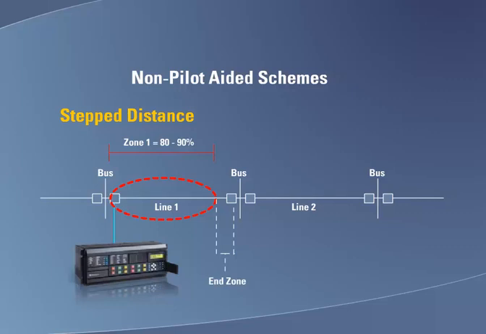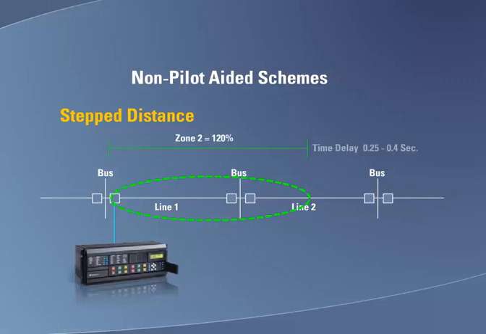The second zone of protection is set to overreach and extends from the beginning of the transmission line, past the end of the line, and into the next adjoining transmission line. This is called Zone 2. Zone 2 is usually set to 120% of the impedance of the transmission line. Zone 2 is set in this manner so that it can detect faults that occur in the end zone area that Zone number 1 cannot detect. Zone 2 is also always programmed to have a time delay set between 0.25 and 0.4 seconds.